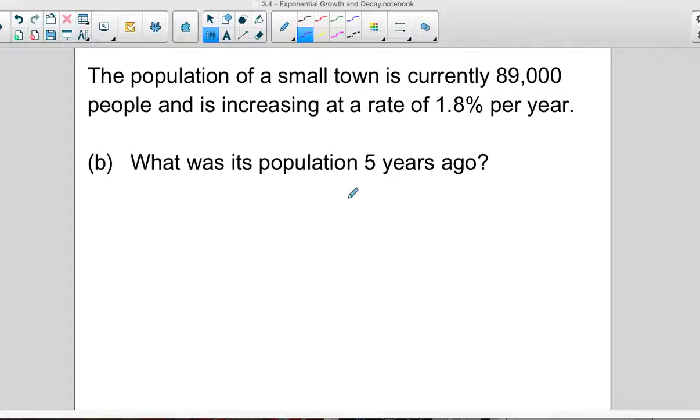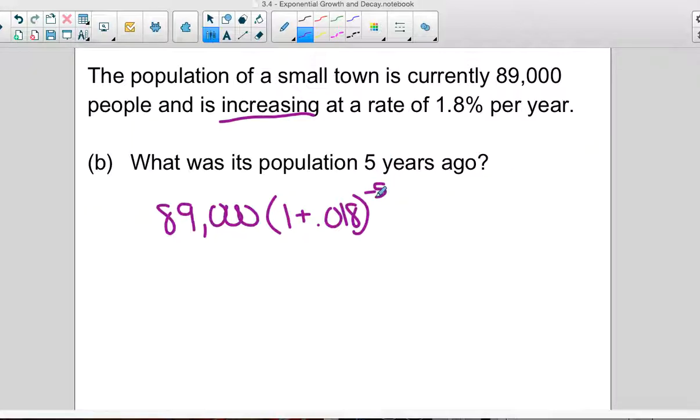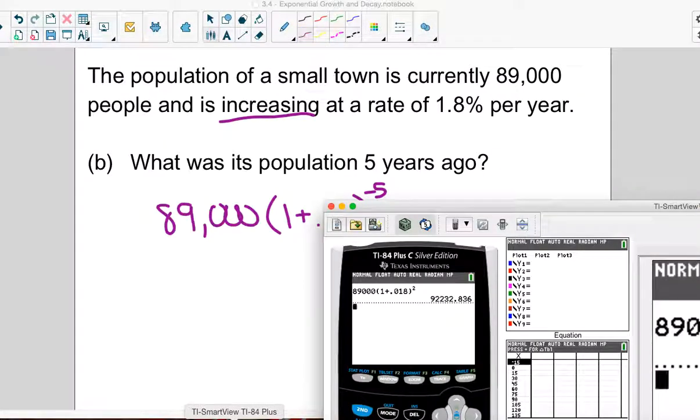All right, second question. What would the population be 5 years ago? The initial amount is still the same, 89,000. The rate is still the same. It's still 1 plus. It's still exponential growth. It's increasing over time, so it's still 1 plus. Just because you need to go 5 years in the past, the most common mistake I see is kids change it to a minus. It's not minus. It's still growth, so it's 1 plus 0.018. The difference here is that since it's 5 years in the past, we want to use -5 as an exponent, not +5. And that's it. Everything else is the same.